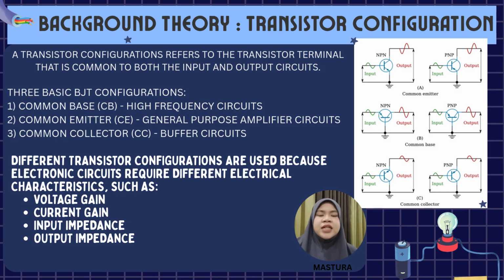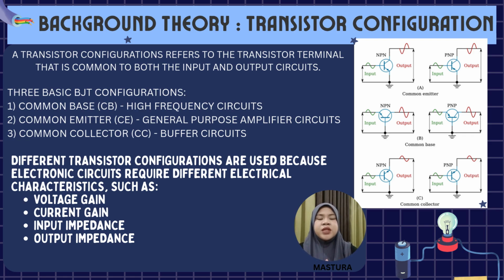Next, let's look at the transistor configurations. A transistor configuration refers to the transistor terminal that is common to both the input and output circuits. As shown in the figure on the right side of the slide, there are three basic BJT configurations: common base, common emitter, and common collector. Each configuration is named according to the terminal that is shared between the input and output circuits.